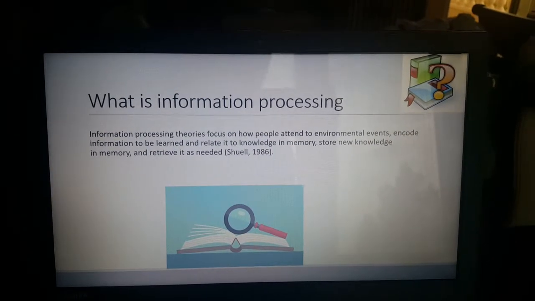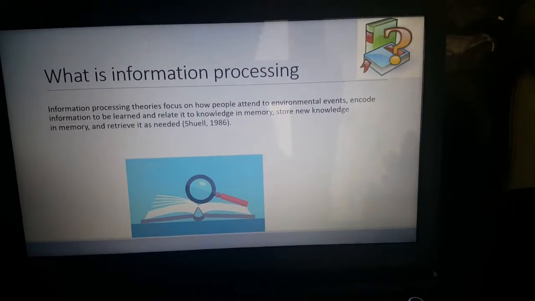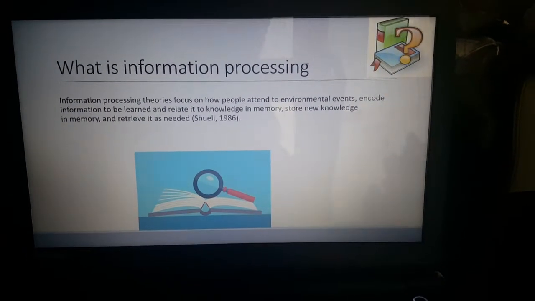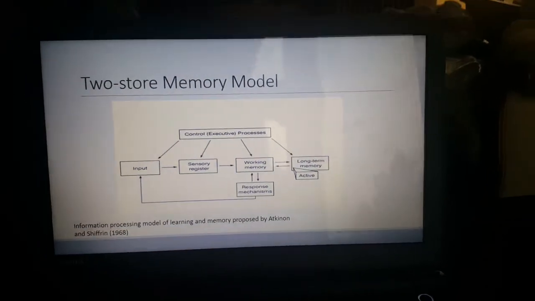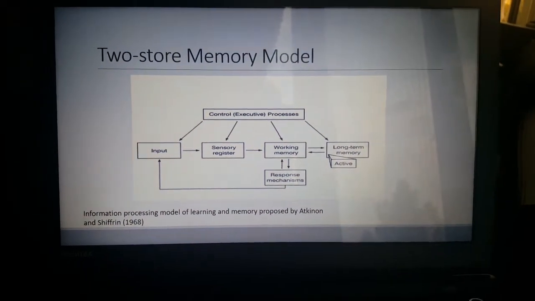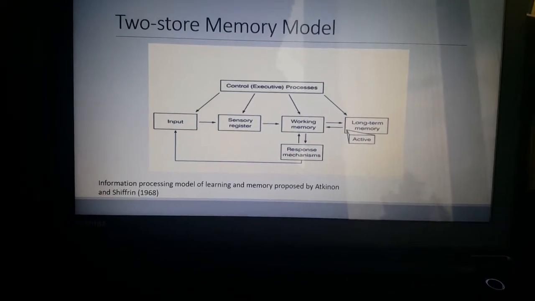Processing theory is the theory that focuses on how people attend to and receive information, encode it, and process it in order to be retained or stored in memory, then retrieved once it is needed. The most common model is the two-store model suggested by Atkinson and Shiffrin in 1968.